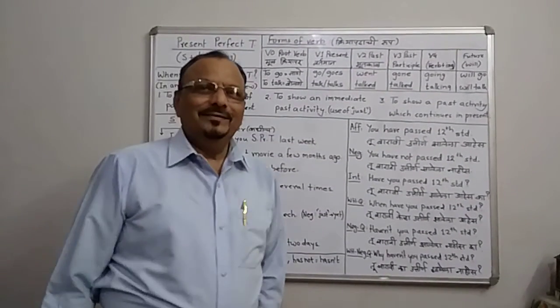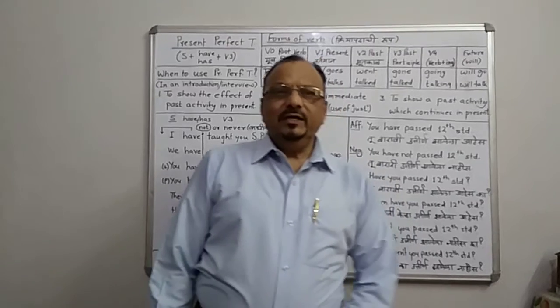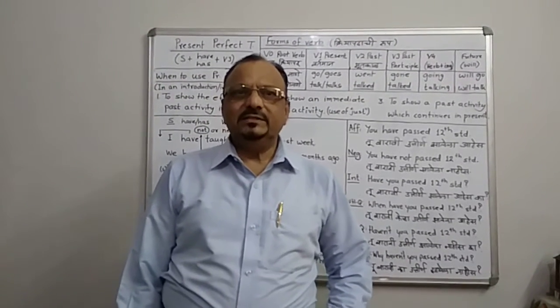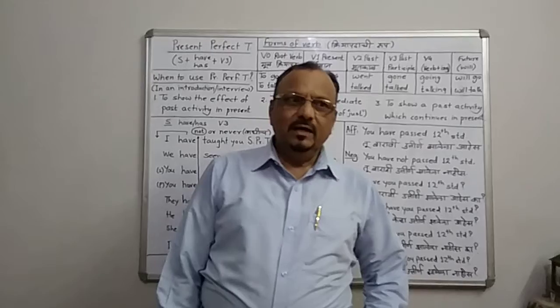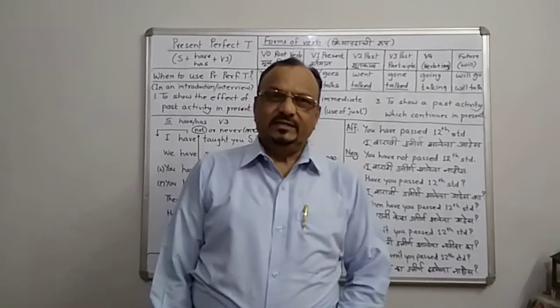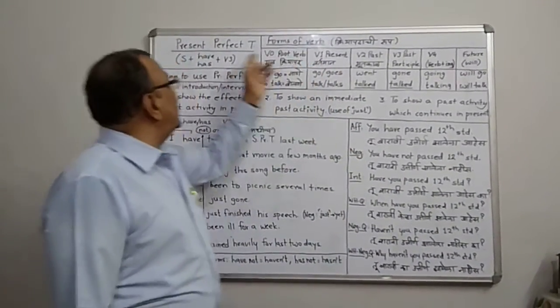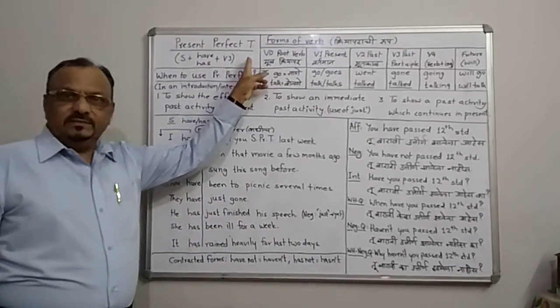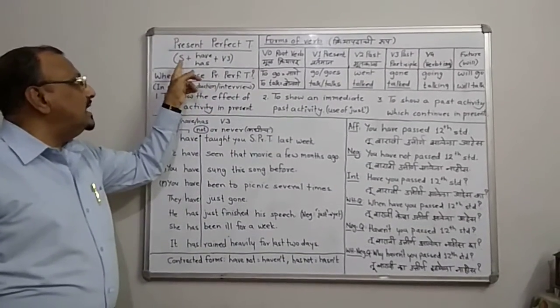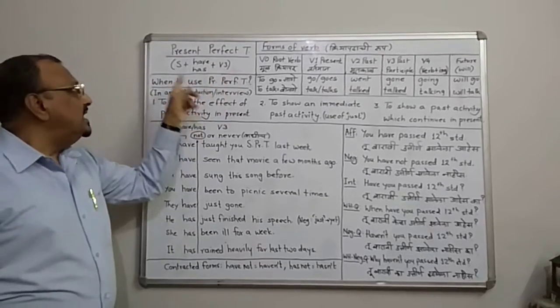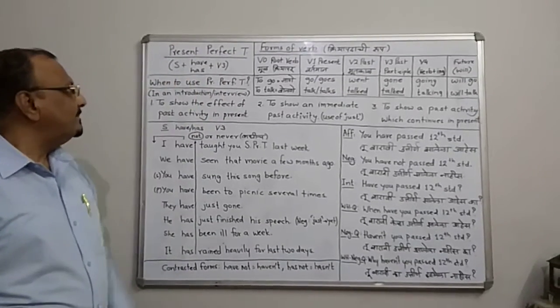Hello all. Till today we have learned tenses, simple present tense, and present continuous tense, and we have seen all the forms of the sentences. Now today we are going to learn present perfect tense, and the formula is S plus have/has plus V3. S stands for subject.